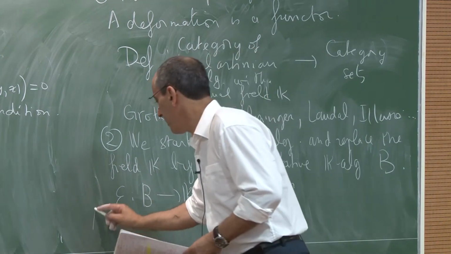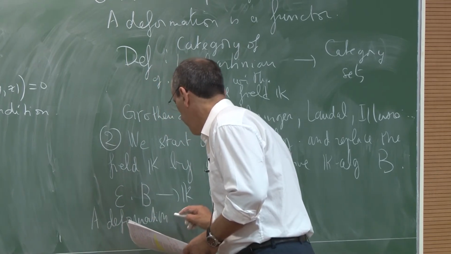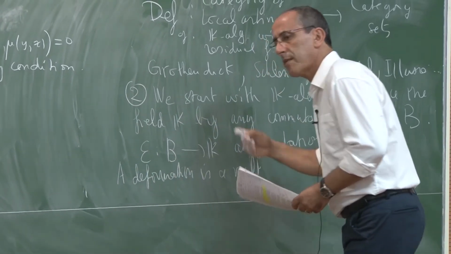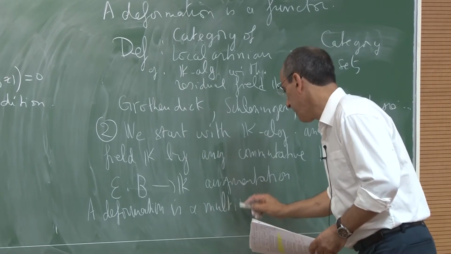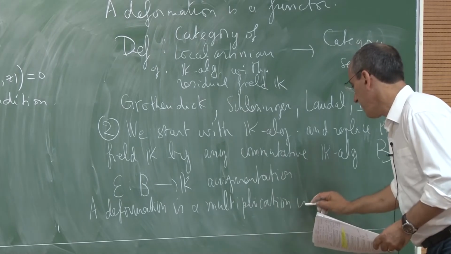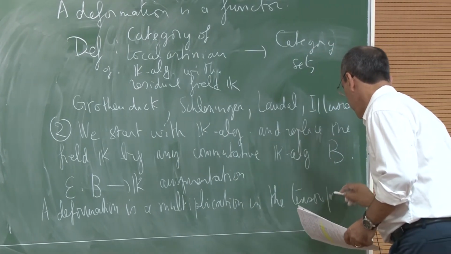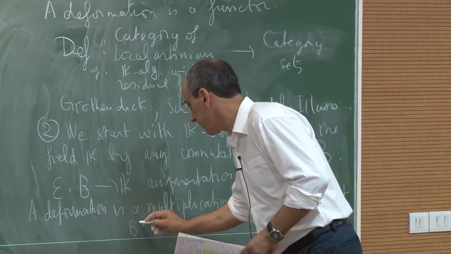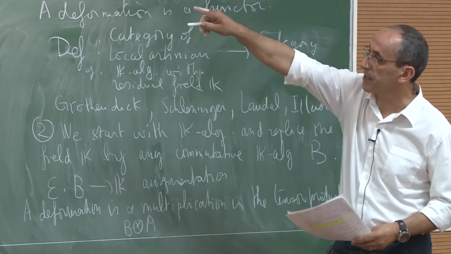And a deformation is a multiplication on the tensor product B tensor A. Here was the original algebra. A is the original algebra. Okay, yes, I fix it.